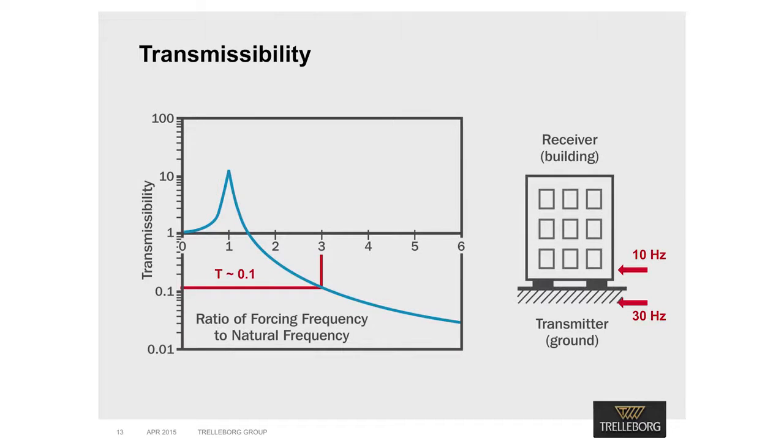As an example, if the ground's dominant forcing frequency is 30 Hz and the natural frequency of the bearing is 10 Hz, giving a frequency ratio of 3, the transmissibility will be about 0.1, meaning that the ground vibration amplitude will be reduced by about 90%.